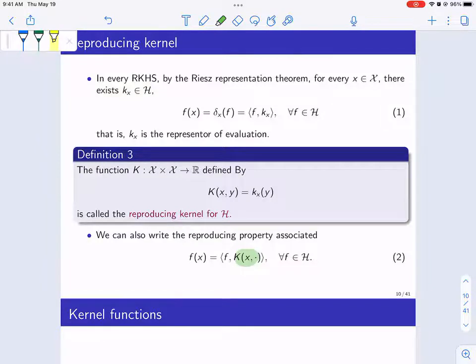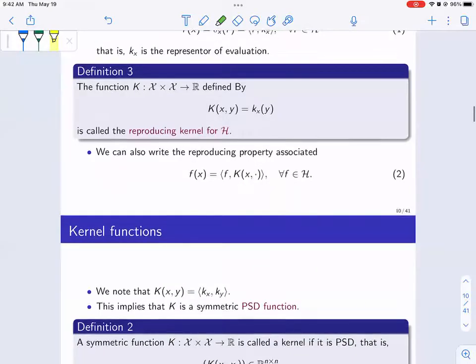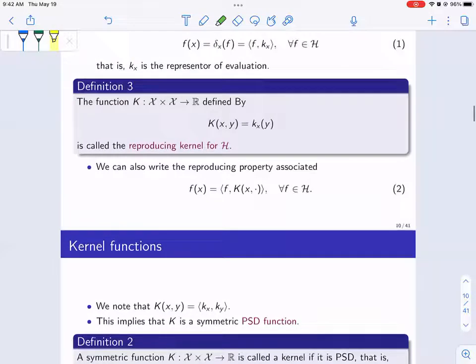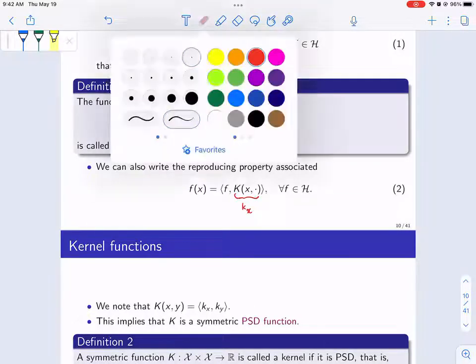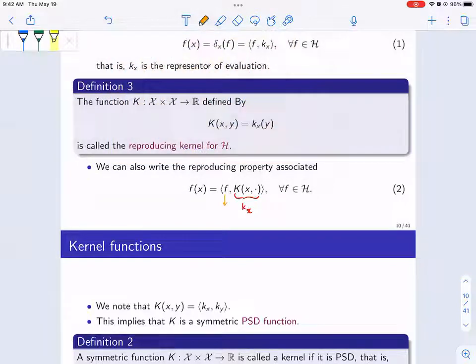Okay, and then we also see that I can apply this result. This is just k_x. If I apply it with f being k_y for some y, this would be like k_y(x). Or let's do, yeah.